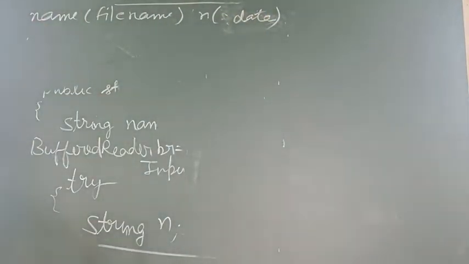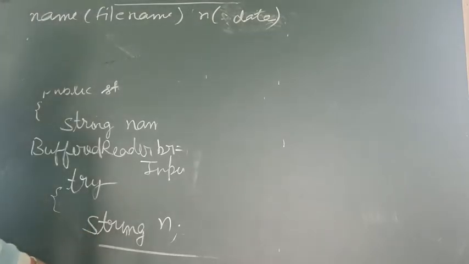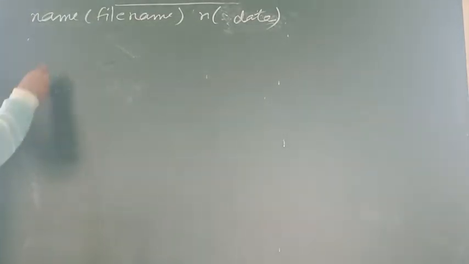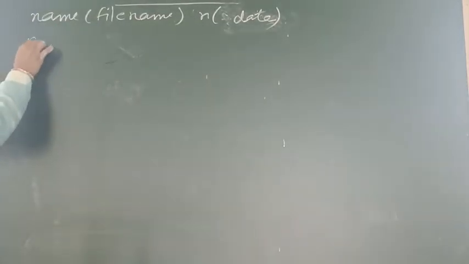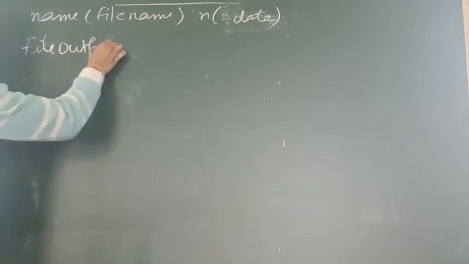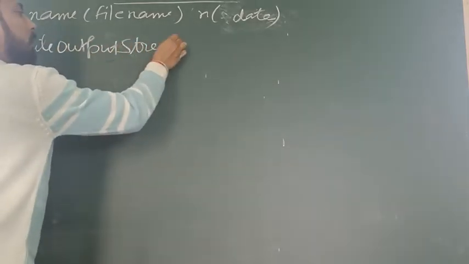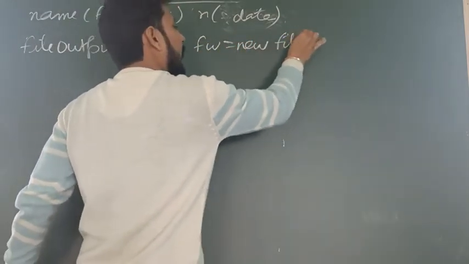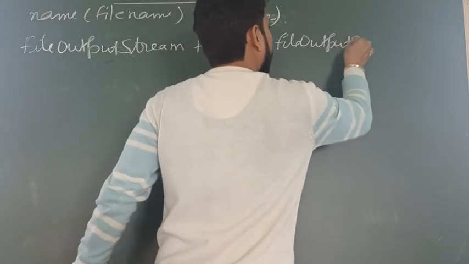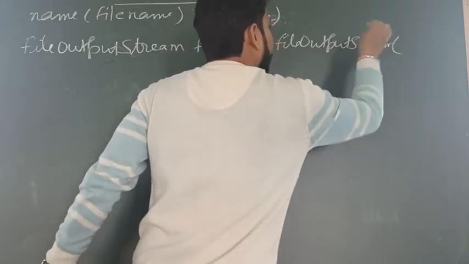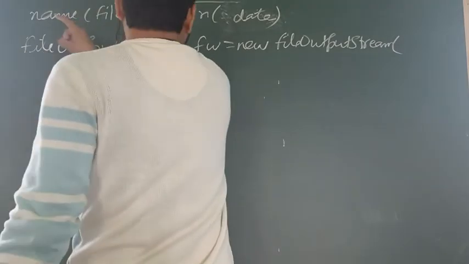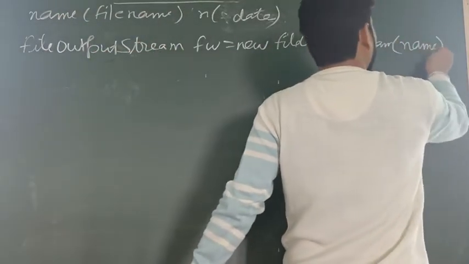ठीक है, जो हमारा डेटा है हमें लिखना है. And file writer and file, we did not create the objects of it. So after that we will write the file output stream, fw equals to new file output stream, and in this we just pass the argument of our file name. And file name is held in which variable? Name. We will pass here name.